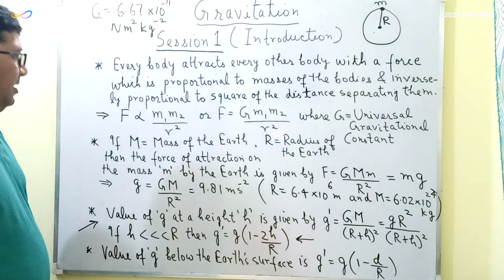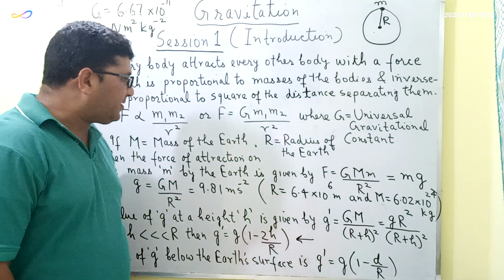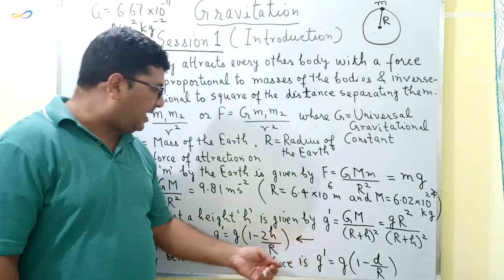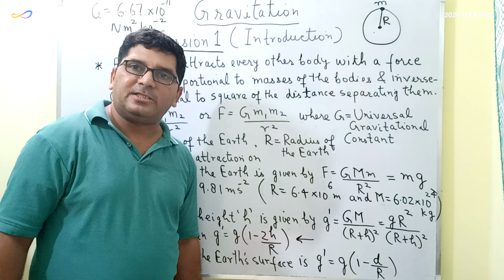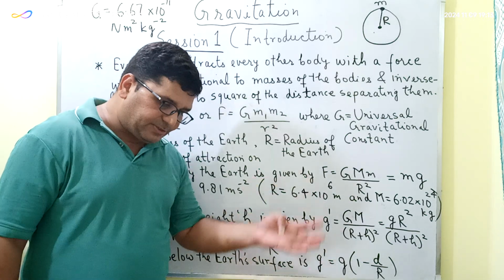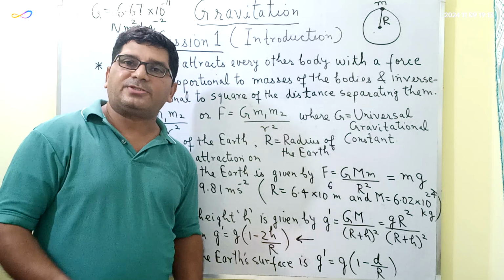So in short, today I have discussed the universal law of gravitation, the acceleration due to gravity, and the variation of the acceleration due to gravity with the altitude and the depth with respect to the earth. In the next session, I will be discussing in detail the gravitational field and the gravitational potential.